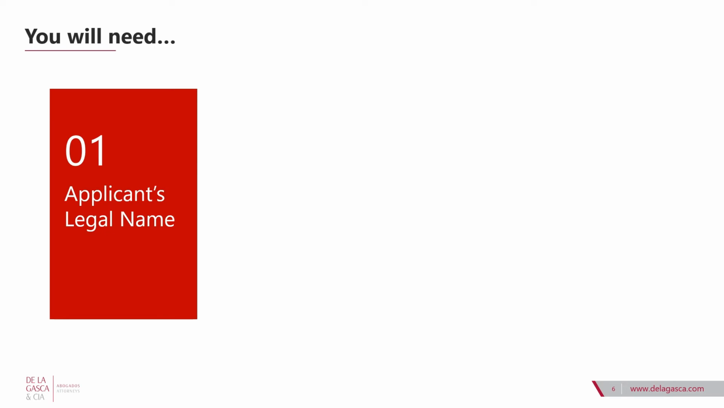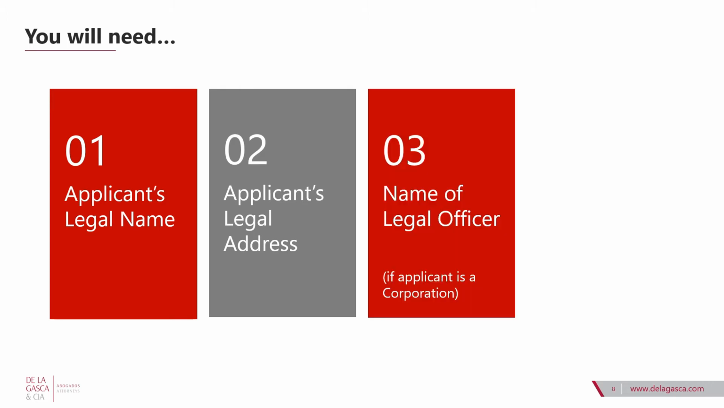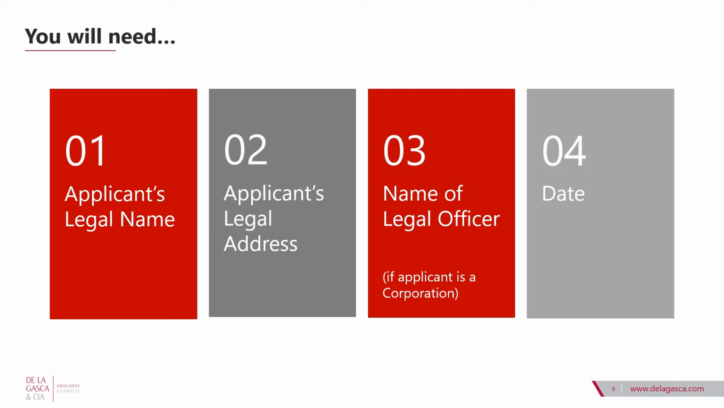To fill in a TLT format power of attorney, first you will need the applicant's legal name, second, the applicant's legal address, third, the name of the legal officer who will be signing on behalf of the applicant if the applicant is a corporation, and fourth, the date of filling in and granting the power of attorney.